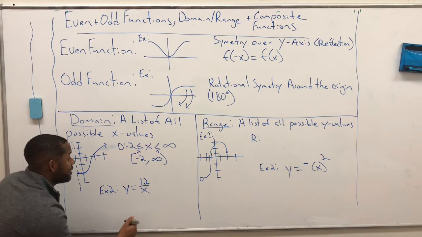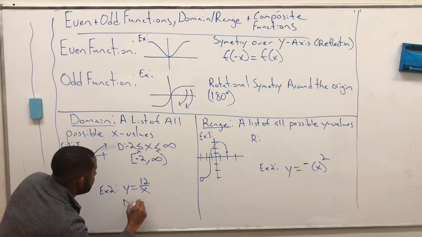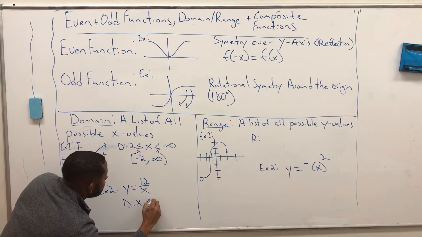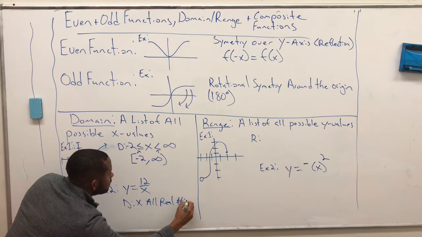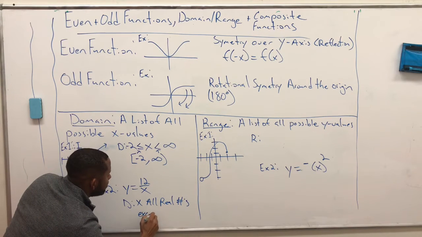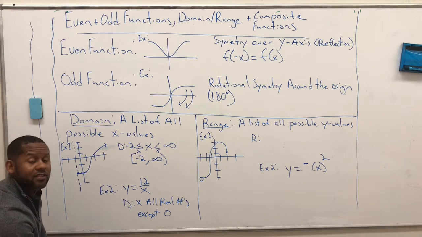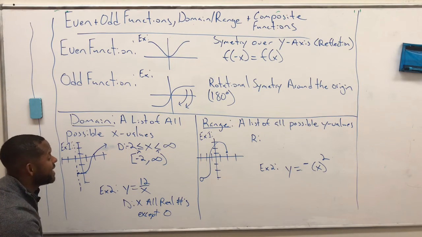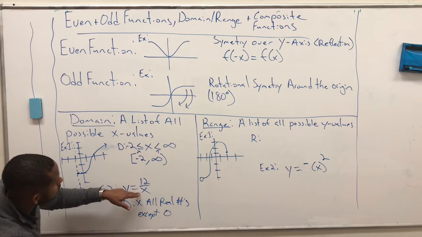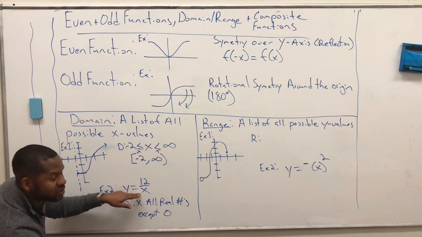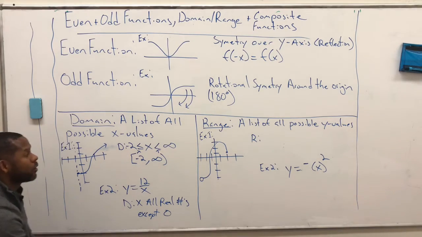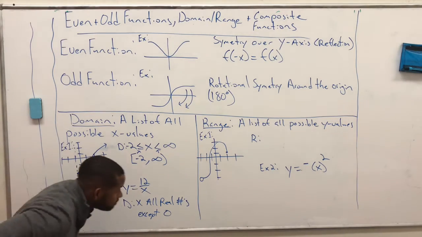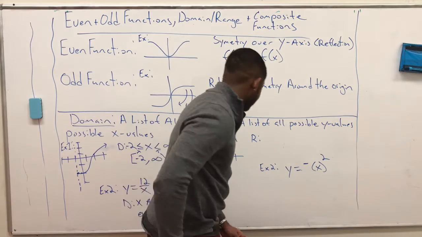So my domain is x can equal all real numbers except for 0. You could write it just like that. That works for me. It could be any number in the whole world I could put in here and I would get an answer except 0. 12 over 0 is undefined and it does not work. So that's domain. Quick recap.